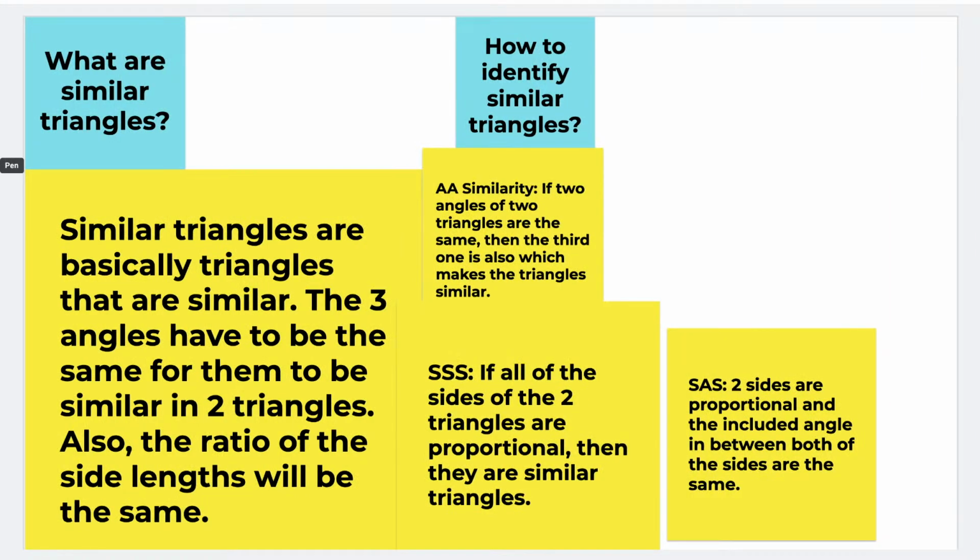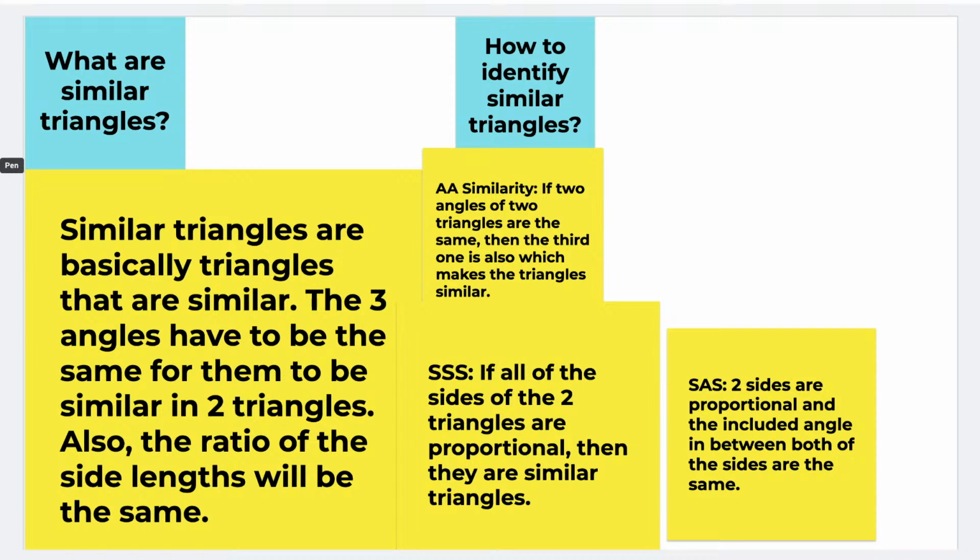So, what are similar triangles? We're going to cover these concepts because there are lots of problems that use them. Similar triangles, as you can tell by the name, are triangles that are similar. The three angles have to be the same for two triangles to be similar. And in similar triangles, the ratios of the side lengths will always be the same for any two sides that correspond to each other.